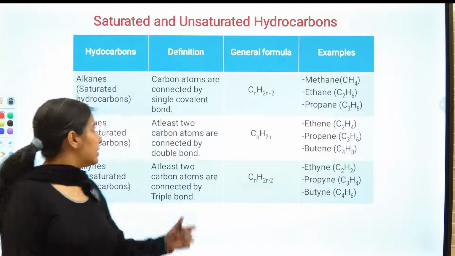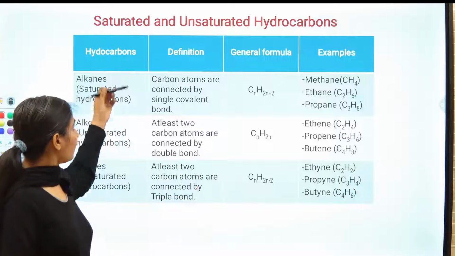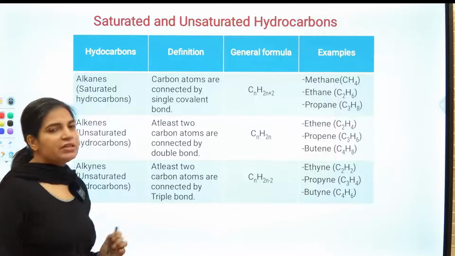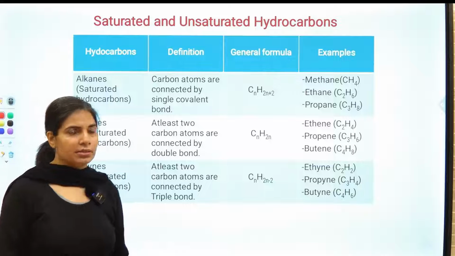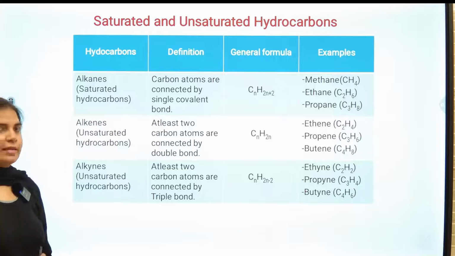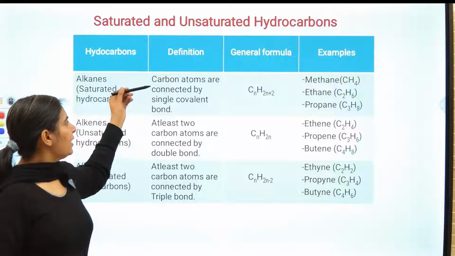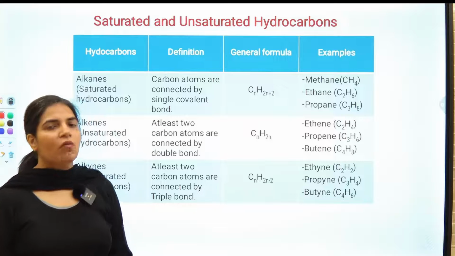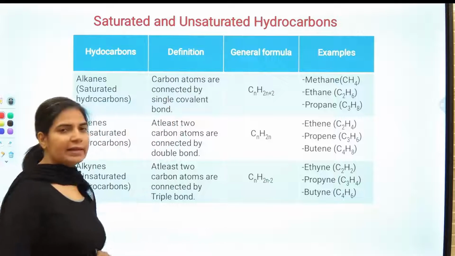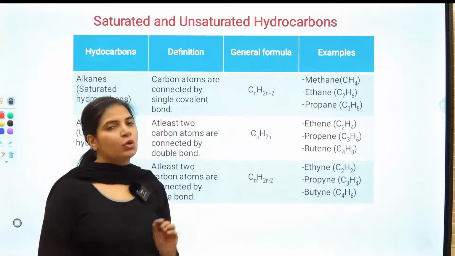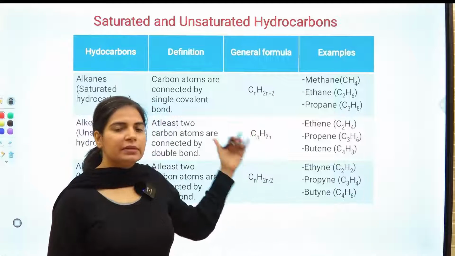Now we are going to discuss saturated and unsaturated hydrocarbons. We have just discussed that hydrocarbons are alkanes, alkenes and alkynes. Alkanes are saturated hydrocarbons, where carbon atoms are connected by single covalent bond. The general formula for alkanes is CnH2n+2, and examples are methane, ethane, propane.